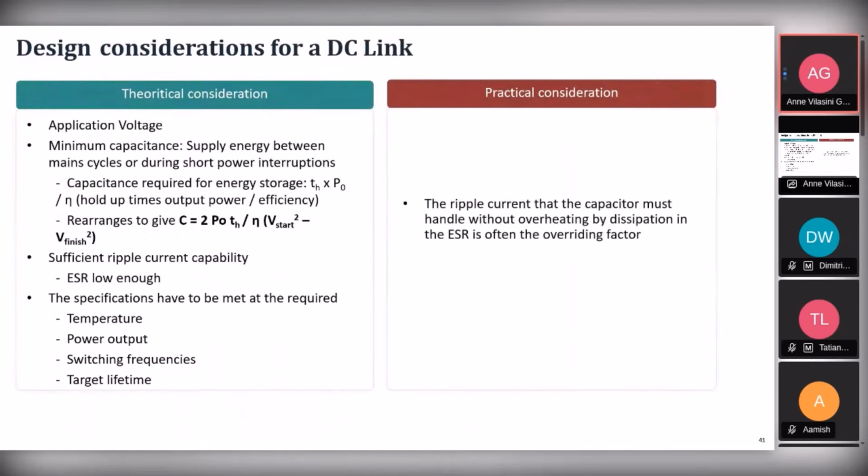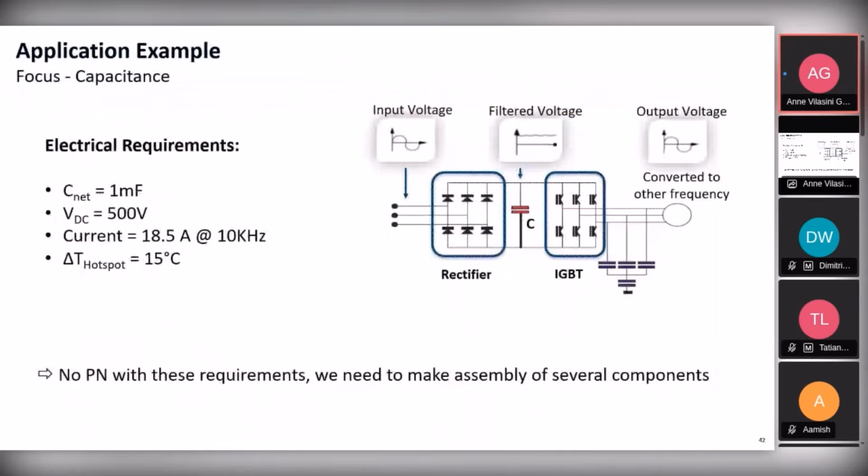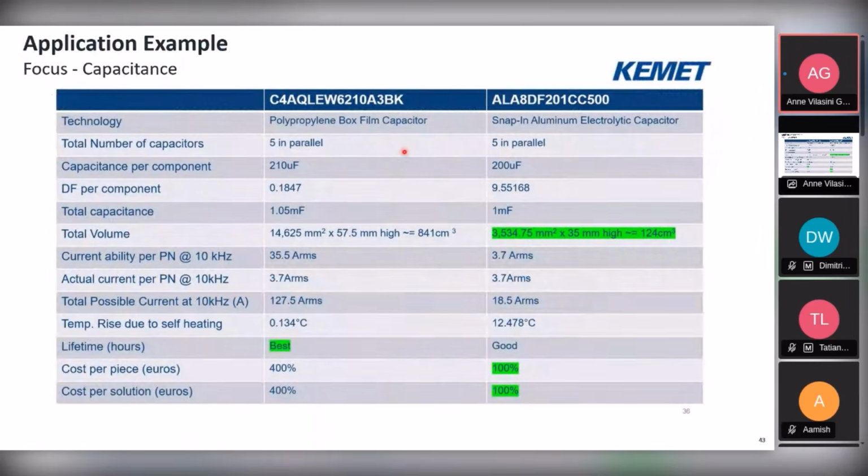So this is a summary, which I will skip, of all the topics that we explained so far. There are two focus areas on the basis of which you can choose the type of technology. If your focus is just the value of capacitance, these are the requirements: you want 1 millifarad capacitance with an application voltage of 500 volts. So your focus is only on the capacitance. How will you choose between these two components? You have a film capacitor and an electrolytic capacitor.